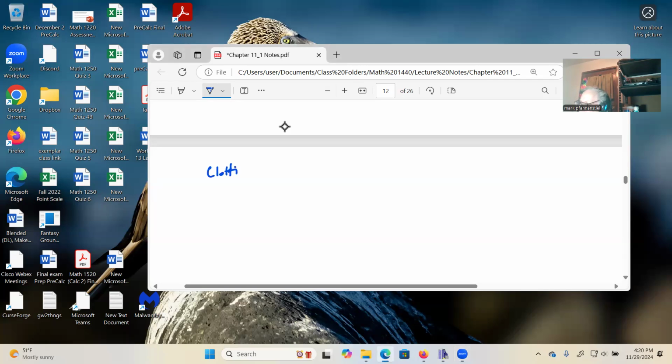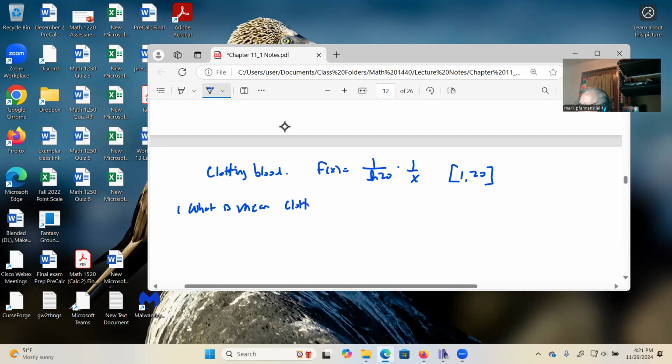Clotting blood clots as a probability distribution. It looks like f of x equals 1 over the natural log of 20 times 1 over x, as long as x is somewhere between 1 and 20 seconds. So the first question I'll say is, what is the mean clotting time?